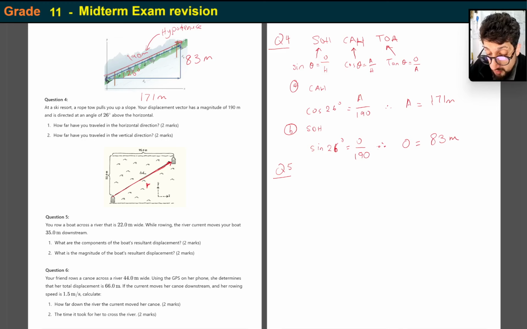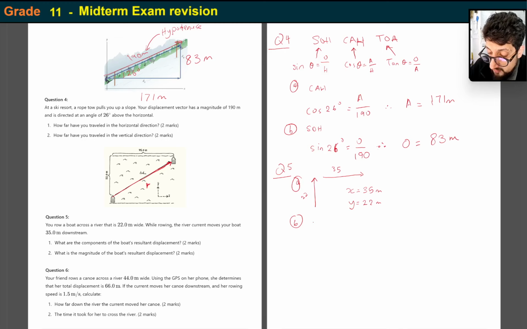Okay, so the components of the resultant displacement, since we are talking about vectors here, part A, it's going to be this part here, which is 22, and it's going to be this part here, which is 35. So another way of putting it would be x equals 35 meters and y equals 22 meters. So those are the components. Whilst the next part, part B, what is the magnitude of the resultant displacement?